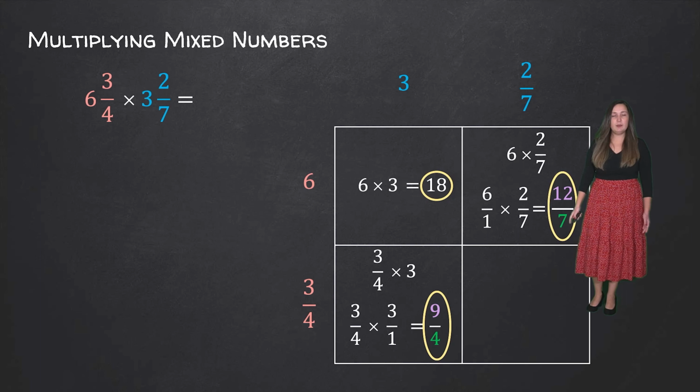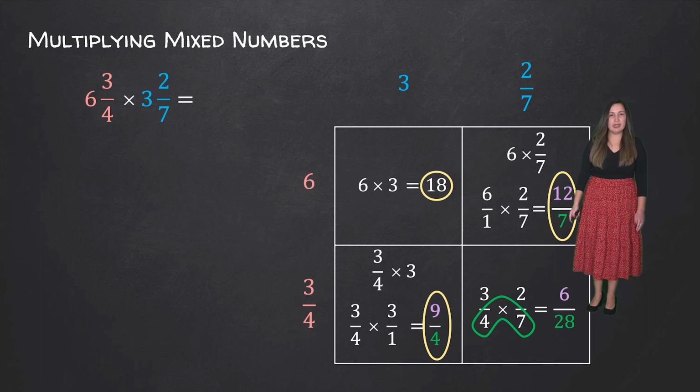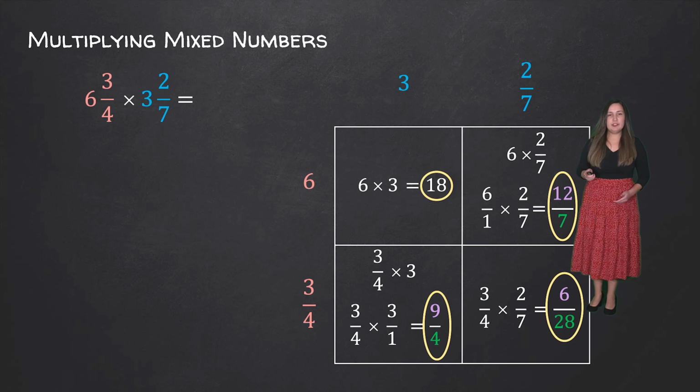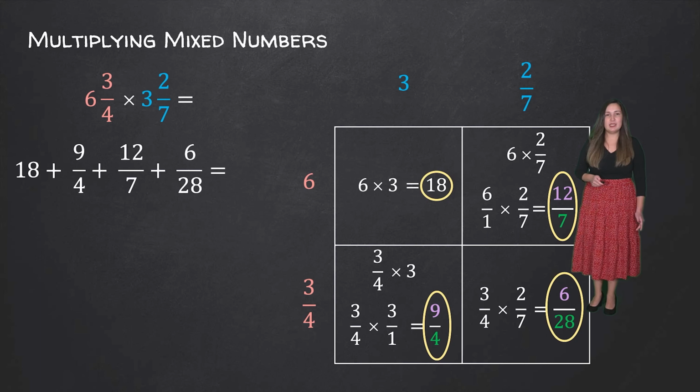Then on the bottom, we're going to multiply both fractions. So 3/4 times 2/7. We're going to multiply our numerators. So 3 times 2 is equal to 6. And then 4 times 7 is equal to 28. After we've circled our final answer for each box, we're going to add them together. So we have 18 plus 9/4 plus 12/7 plus 6/28.